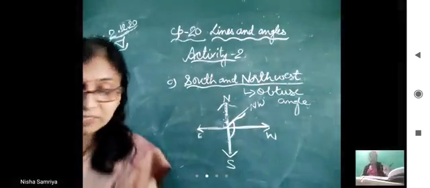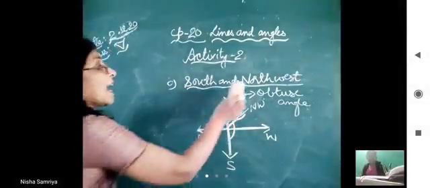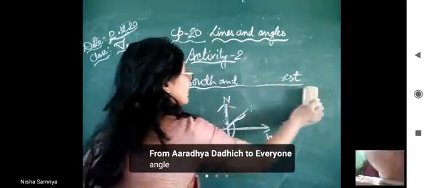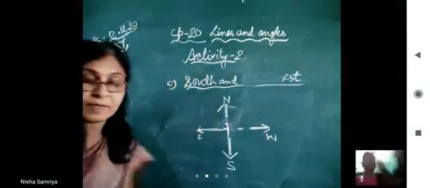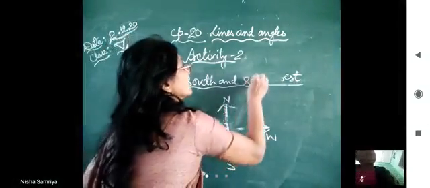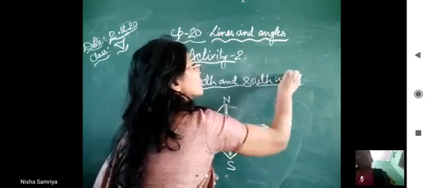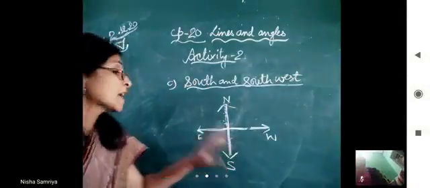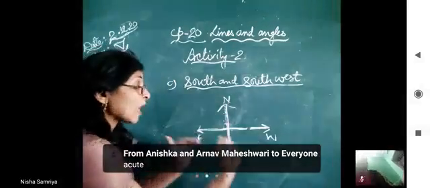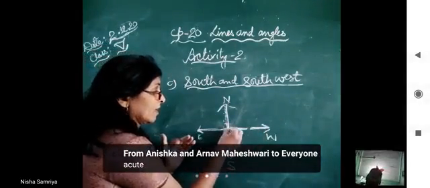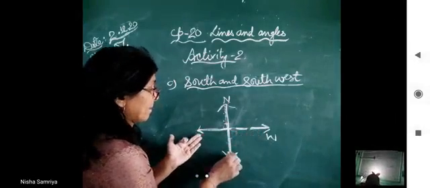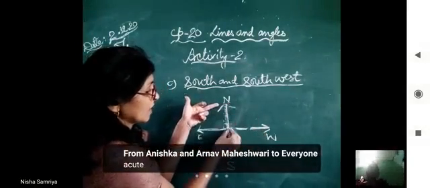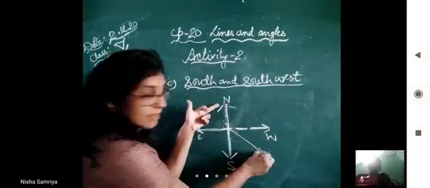The next is D part, south and south west. South and south west. Now again we draw the four directions first. Now you see south and southwest. Northwest is this, north and west, and southwest is this.